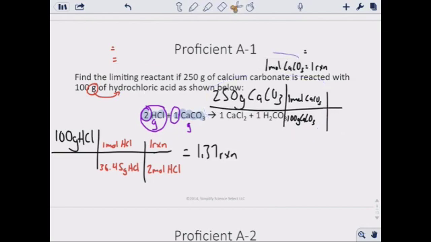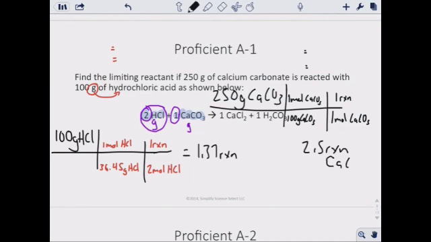and 1 mole in one reaction. And once we multiply this out, we'll get 2.5 reactions if we have calcium carbonate. Well, which one's the lowest? The lowest number of reactions is our limiting reactant, so that is our HCl. So that means that HCl is our limiting reactant.